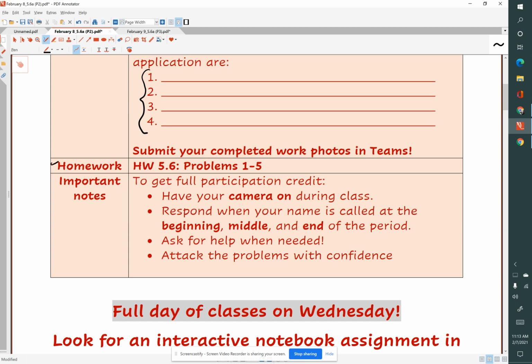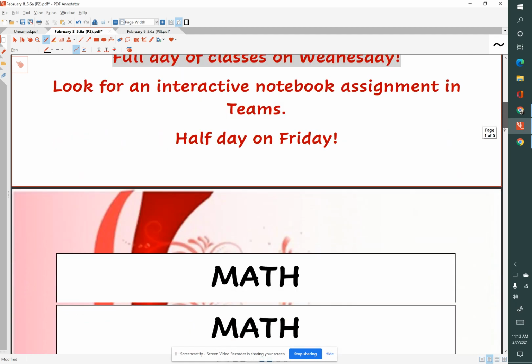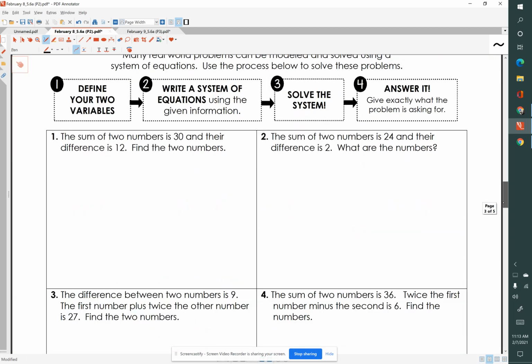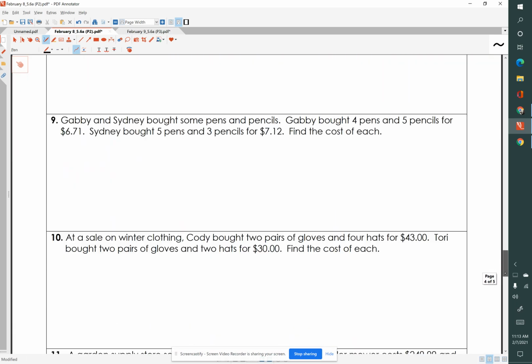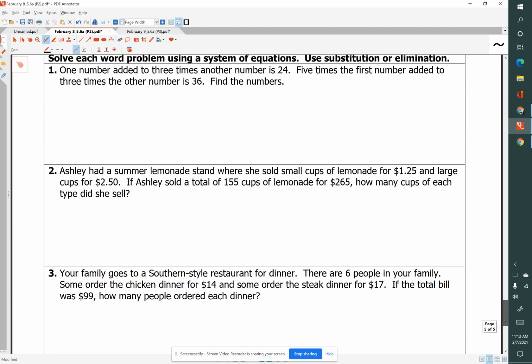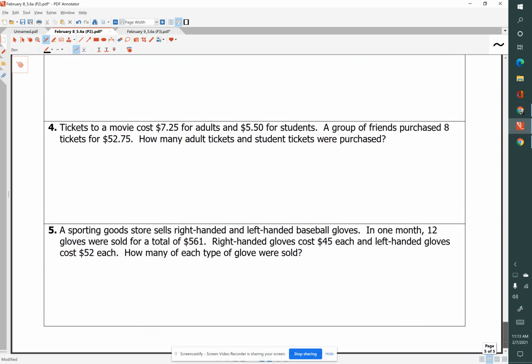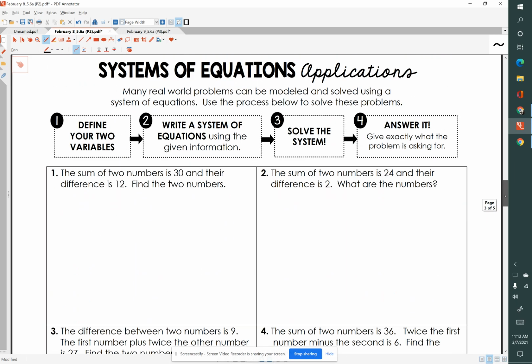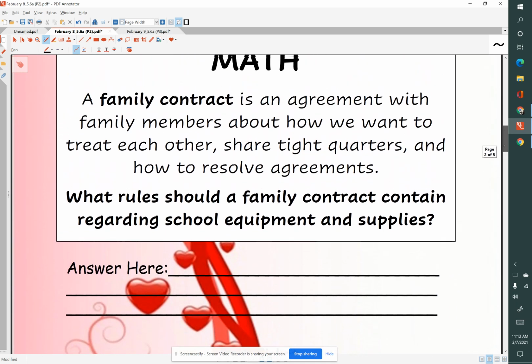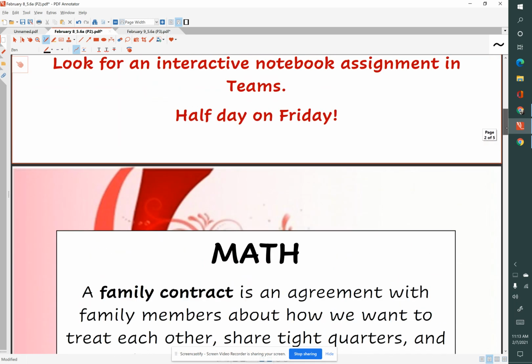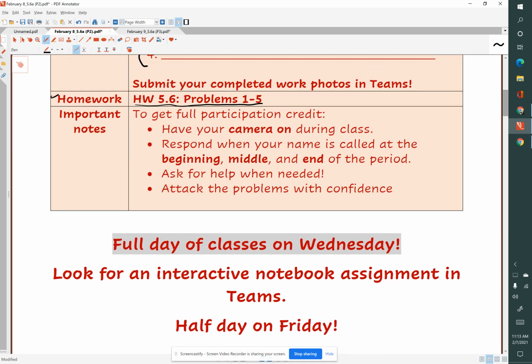For homework, you have 5 problems. I've actually attached the homework to the bottom of this page, so let's take a look at that. There's our do now. There are 2 work pages, and here is our homework page, numbers 1 through 5. So, of course, you do your homework on paper. You do not do it in Teams. The papers are there just for your reference. The only thing we do in Teams is our do now and our exit.